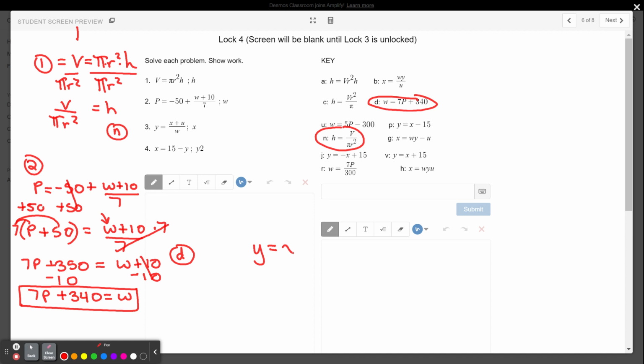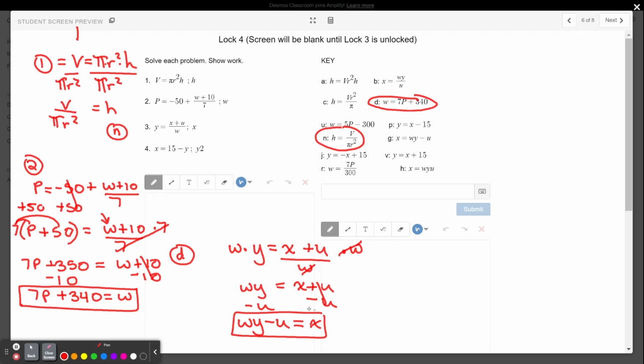Number 3 is slightly easier because we don't have to undo adding or subtracting first. We go straight to the numerator, which is dividing by W. To undo dividing by W, we multiply by W. So we have WY equals X plus U. So then I'm allowed to minus U on both sides because we're solving for X. And we have X isolated, which is our letter G.